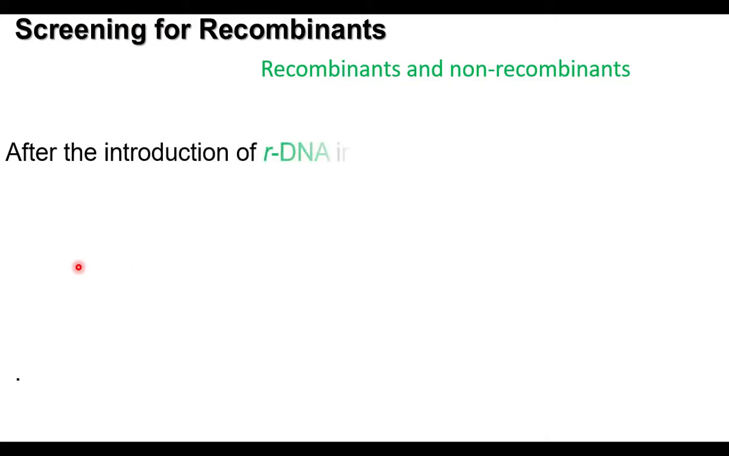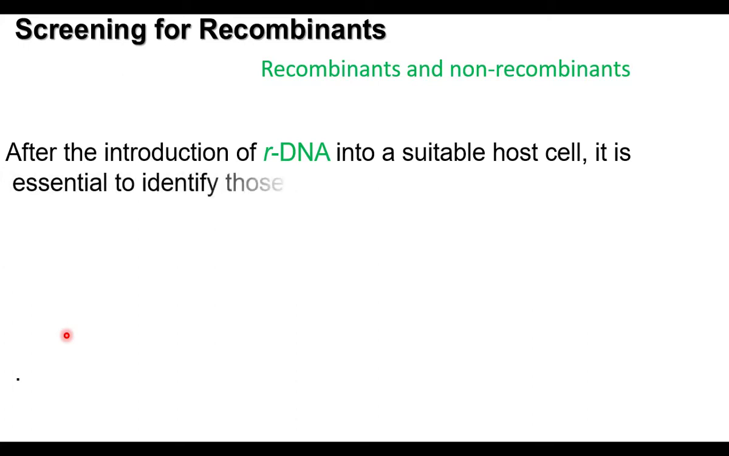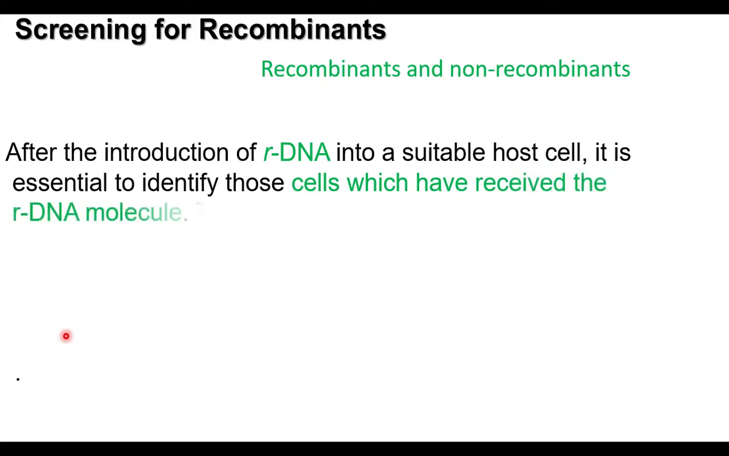Screening of recombinants is important in recombinant DNA experiments. After the experiments, we have to separate recombinant cells from non-recombinant cells. Recombinant cells have the inserted foreign DNA. Non-recombinants don't. The separation of recombinant cells from non-recombinants is called screening. After the introduction of rDNA into a suitable host cell, it is essential to identify those cells which have received the rDNA molecule. This process is called screening.